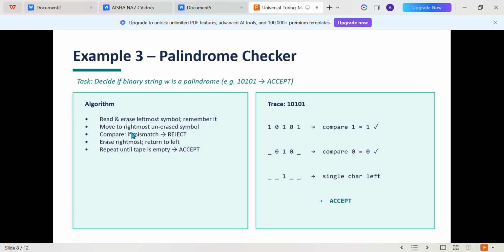Then we'll move to the rightmost position, which is this one here. We'll move to that rightmost unerased position, and we'll see if it's the same. If it matches, then we are good to go to the next position, and if it does not match, then the machine rejects.